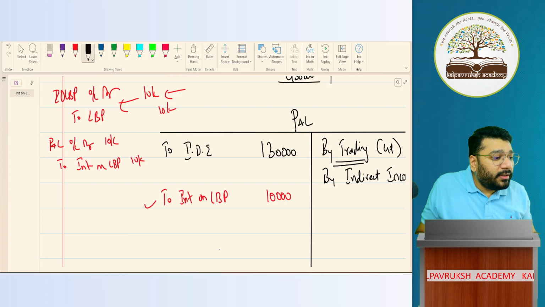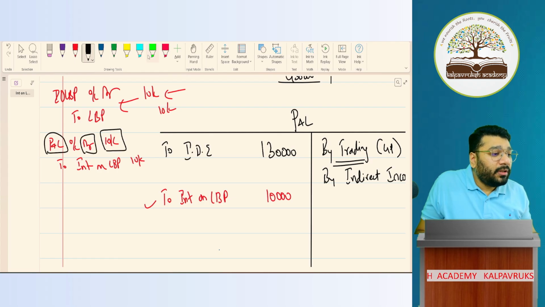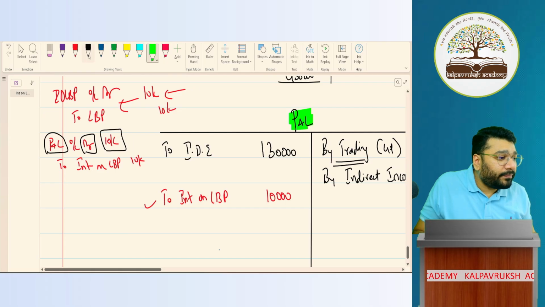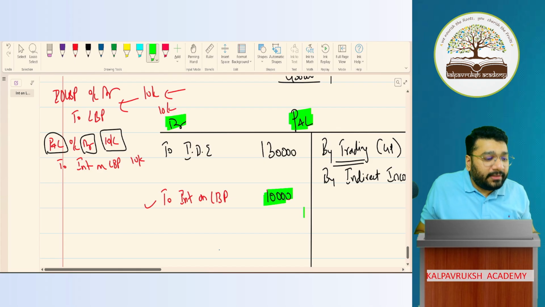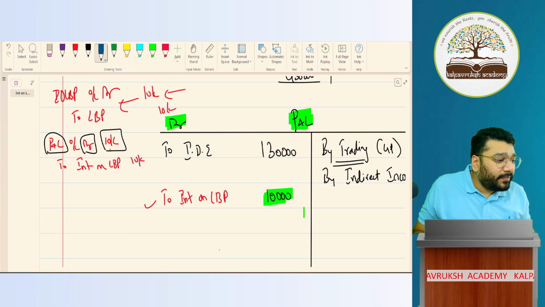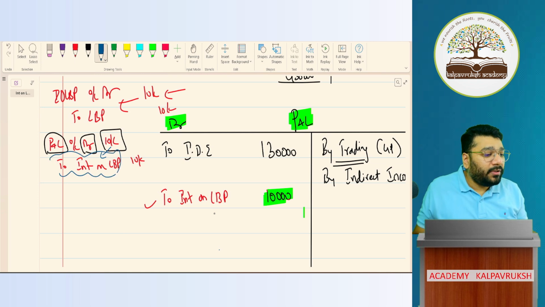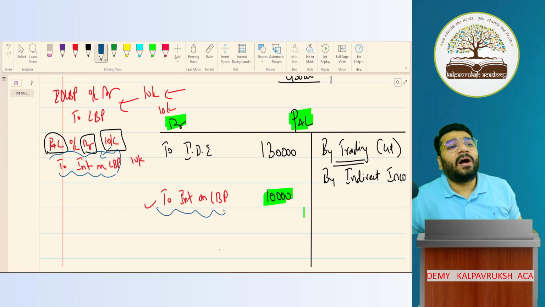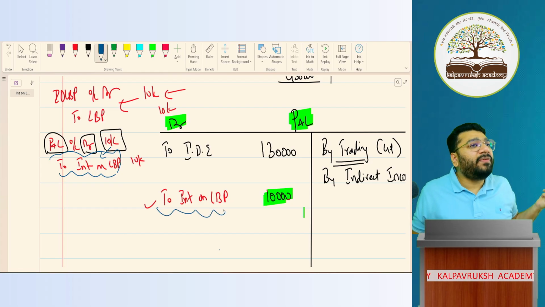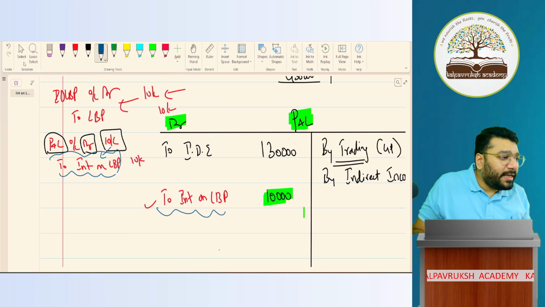Now I have to record this 10,000 where? In the debit side of P&L account. So in the P&L account, on the debit side, I recorded 10,000. Who's the opposite party? To interest on loan by partner is the opposite party name, hence I wrote to interest on loan by partner. Any difficulty? Okay. Can I go to the next point?